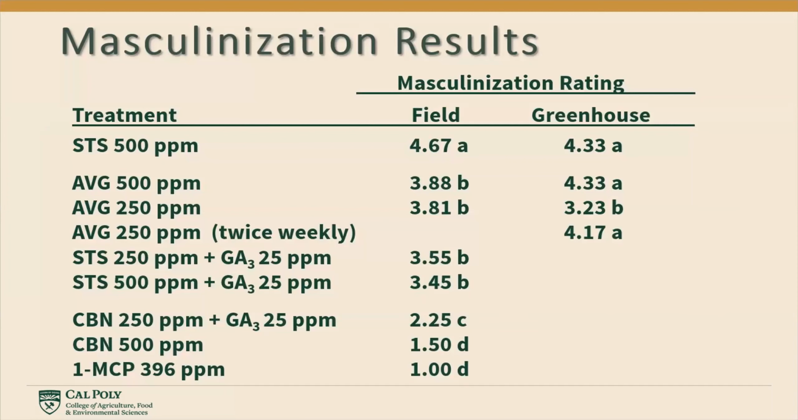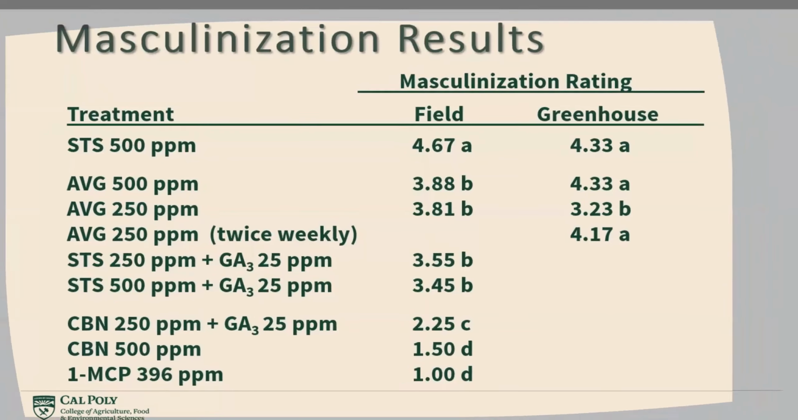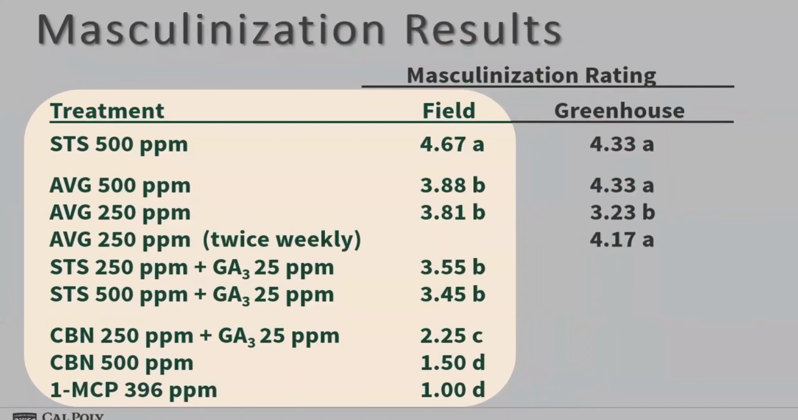Now on to the results of the masculinization study. In the field, 500 parts per million of STS was the most efficacious masculinization agent in this study, and the average rating was significantly different from other masculinization treatments. AVG at a full rate and a half rate were close behind, with an average rating of 3.88 for the full rate and 3.81 for the half rate.